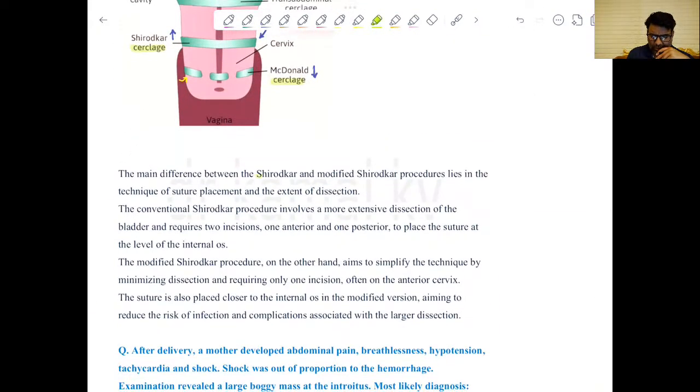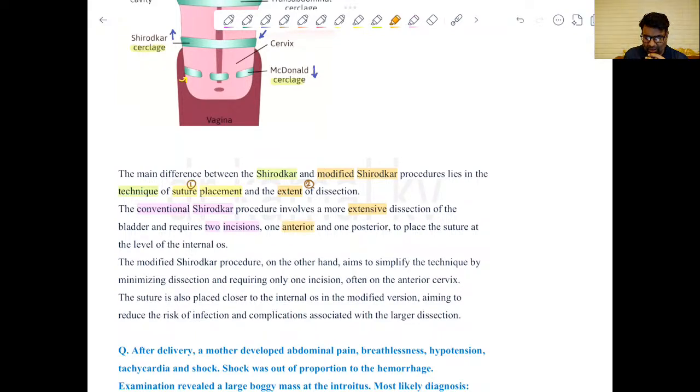So the main difference between the conventional Shirodkar and the modified Shirodkar, which are done for cervical incompetence, is the technique of suture placement, number one, and more importantly the extent of surgery. In the conventional Shirodkar, the one which we used to do previously and which was devised originally, we have to operate on the patient extensively, because here we need two incisions, one in the front and another in the back.